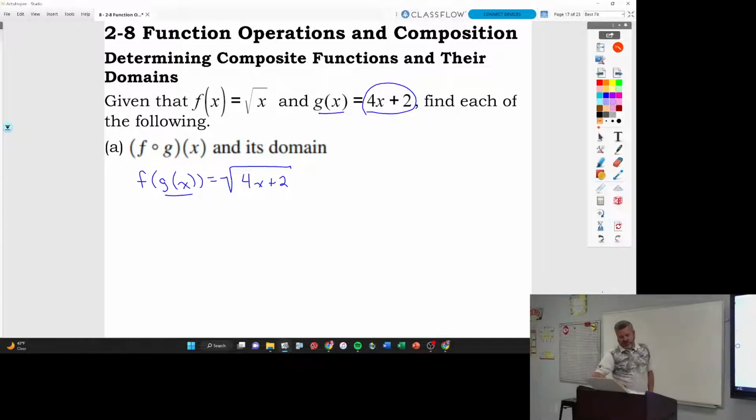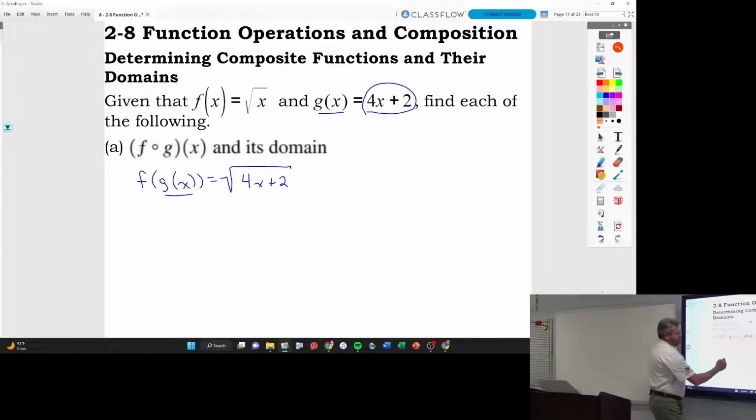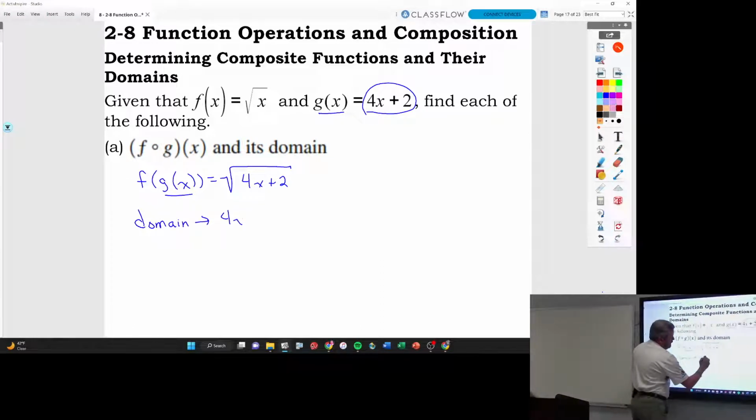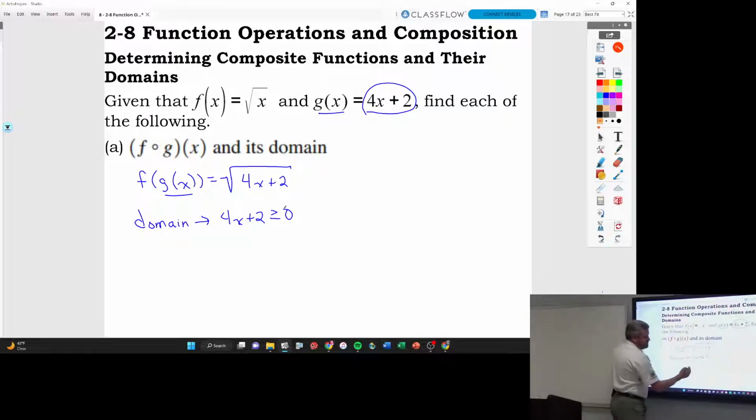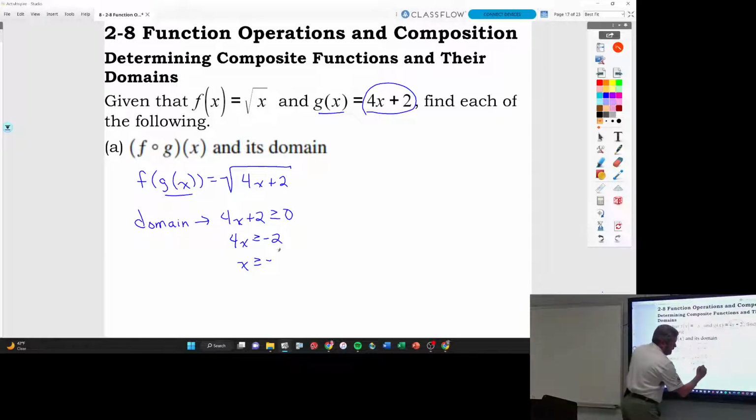So that is the value. And because this answer here is a square root, remember you cannot take the square root of a negative number. So by looking at this, talking about the domain, 4x plus 2 cannot be negative, so it has to be greater than or equal to 0. Subtract 2 from both sides. 4x has to be greater than or equal to negative 2. Divide both sides by 4. x has to be greater than or equal to negative 2/4 or negative 1/2.